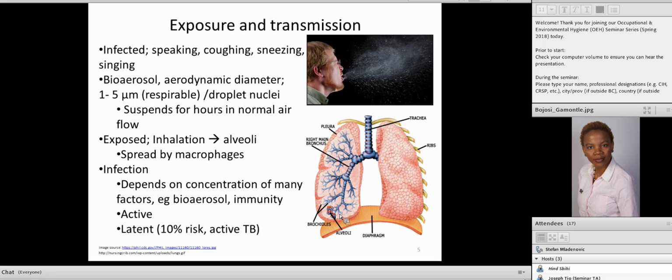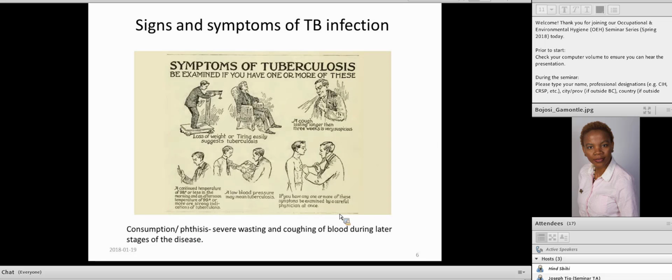So now we'll look at some of the risk factors, or people who are at high risk of being exposed to TB or developing signs and symptoms. People who have active TB usually present with excess loss of weight, fatigue, night sweats, and a cough lasting over 3 weeks. In fact, way back, TB used to be called consumption, or phthisis in Greek, which basically talked of the severe wasting and coughing of blood during the later stages of the disease.